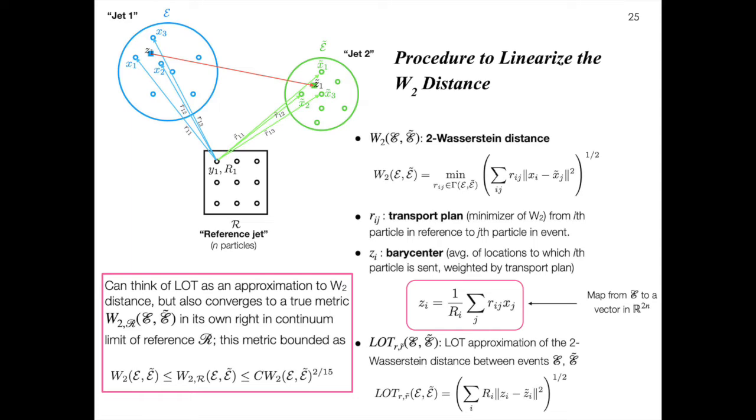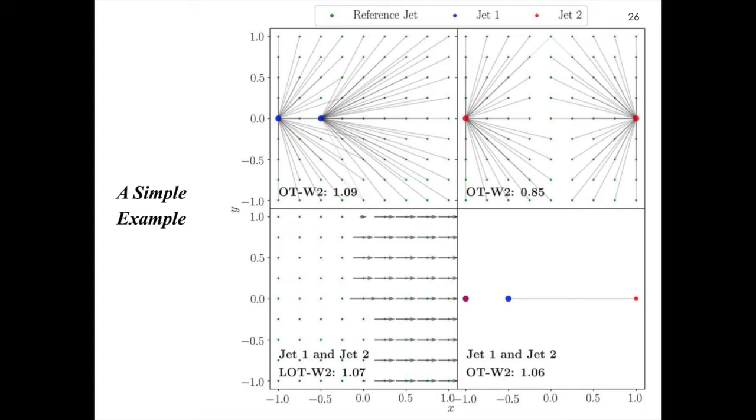So once we have these barycenters, the Z, we can calculate the LOT distance between the blue event and the green event by this, which, as you see, is nothing but a weighted Euclidean distance. It is theoretically guaranteed that our LOT distance converges to a true metric when the reference is continuous. In practice, we find that the LOT distance is a fairly good approximation of its exact counterpart. The error is typically within 5%. But I do recommend double checking this using a small data set when you are playing with linearized optimal transport.